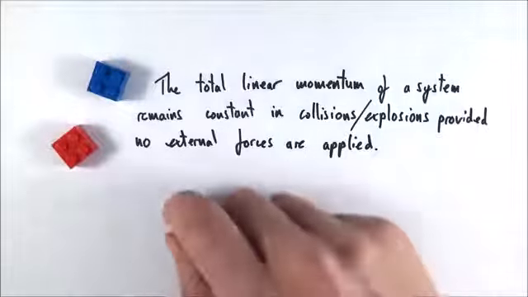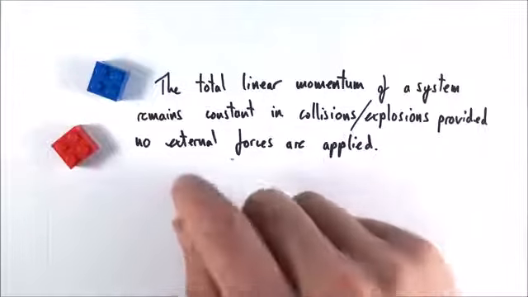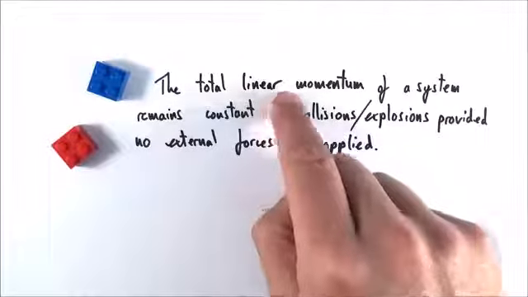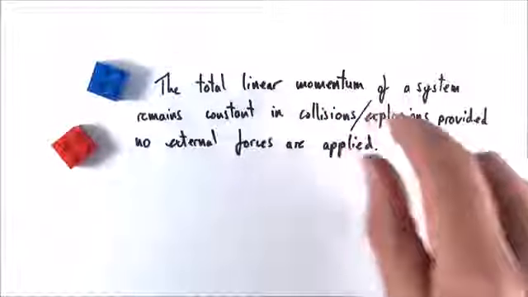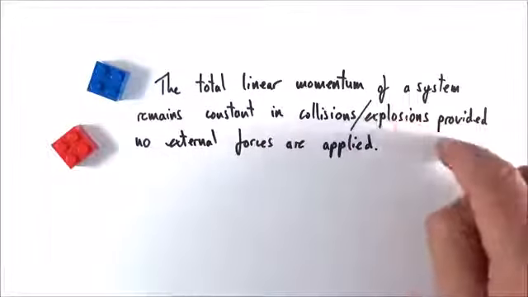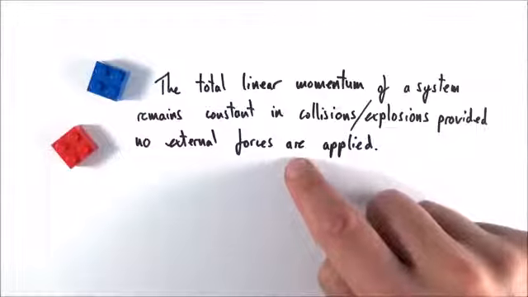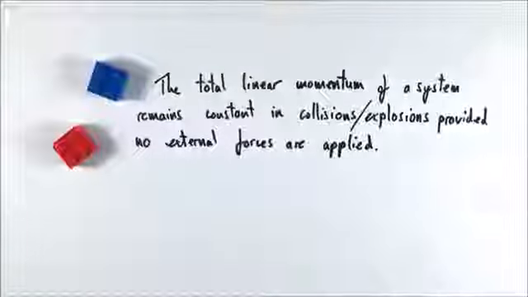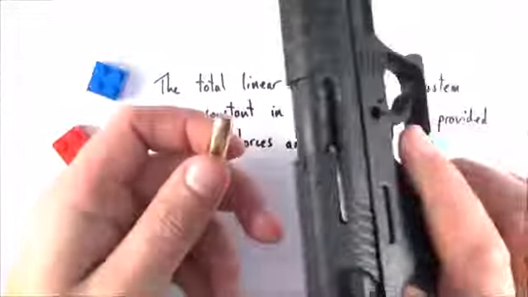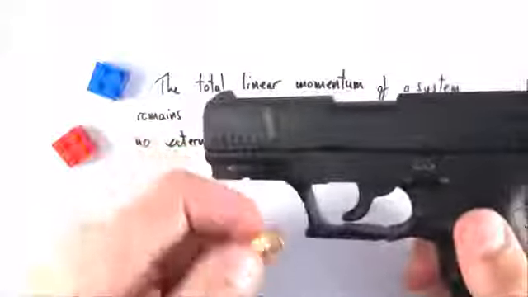So the principle of conservation of linear momentum states that the total linear momentum of a system remains constant in collisions, so that's things moving together, or explosions when they move apart, provided no external forces are applied. And as an example of this, you often get questions about weapons and how bullets are fired from guns. So we'll have a look at that in a bit more detail.